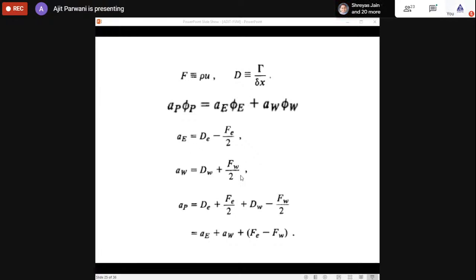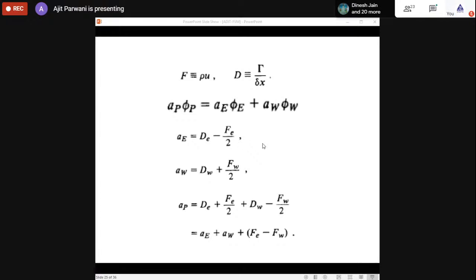So what is the problem of this CDS scheme? This is a CDS scheme and this is the discretization equation we are getting from it. So what is the problem that you will see? The problem that you will see from this discretization is that this AE could become negative if the value of FE comes greater than twice of DE. If AE becomes negative, then our second rule will get violated. And if our second rule gets violated, it means that we will get some unrealistic solution.